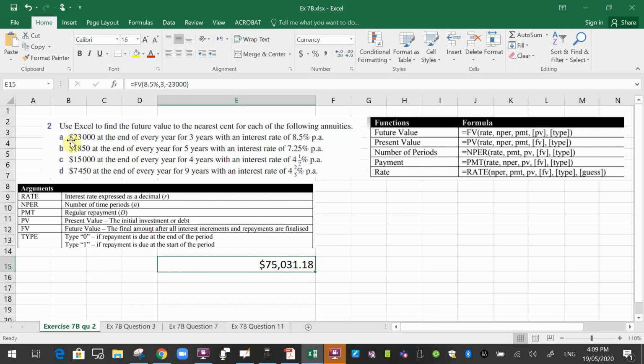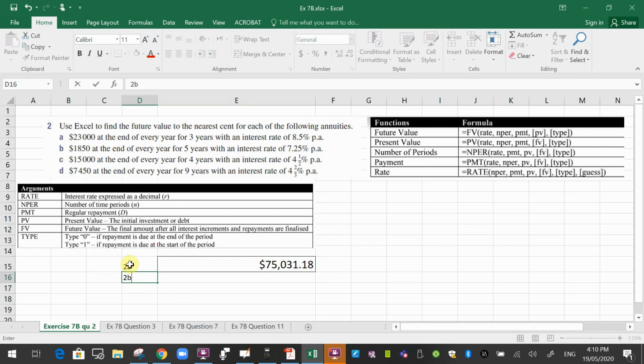So that means at the end of 3 years, if you put $23,000 in at the end of every year, at that percentage, you're going to end up with $75,000.18. Now the way to set this out is you just leave the answer there and you put the question number.